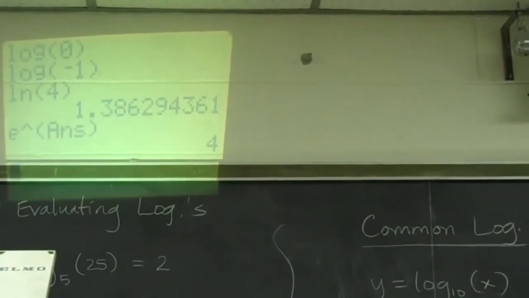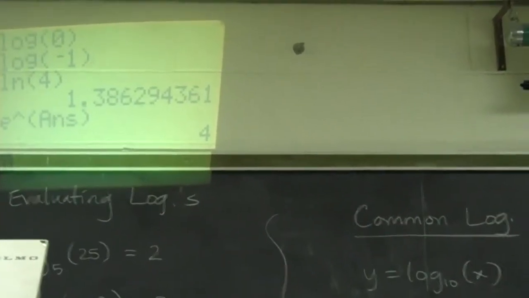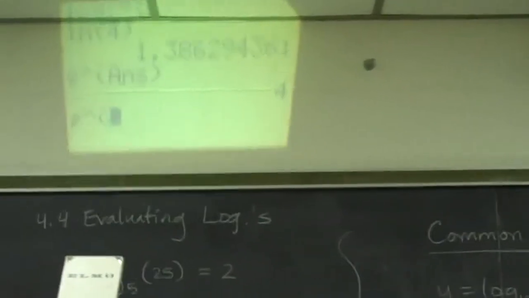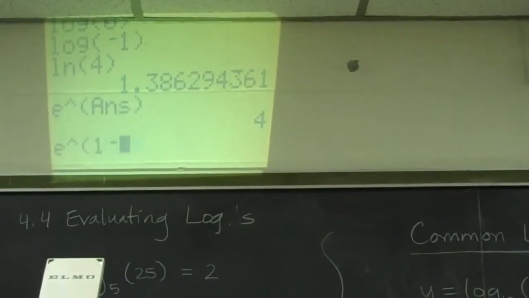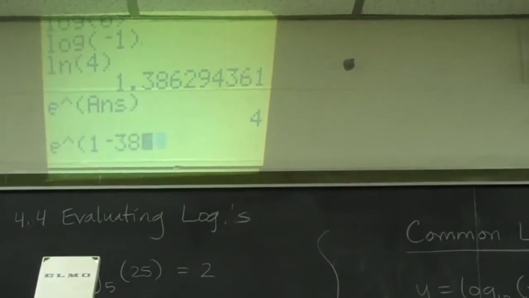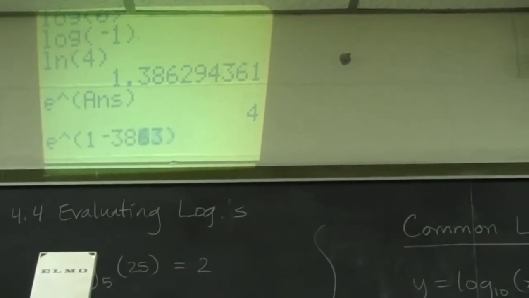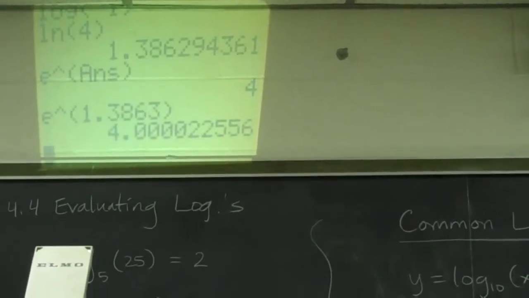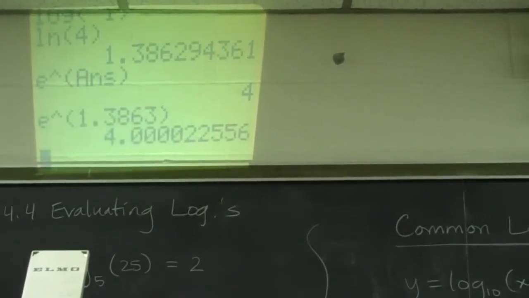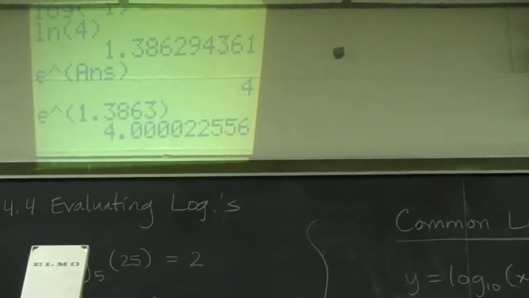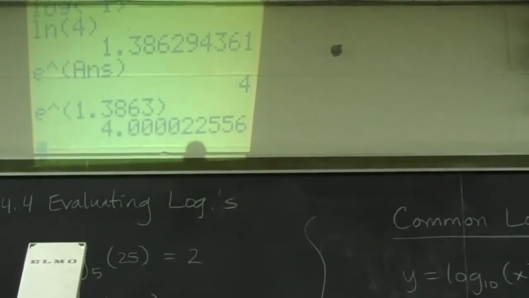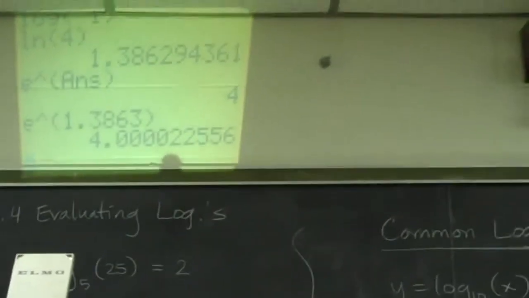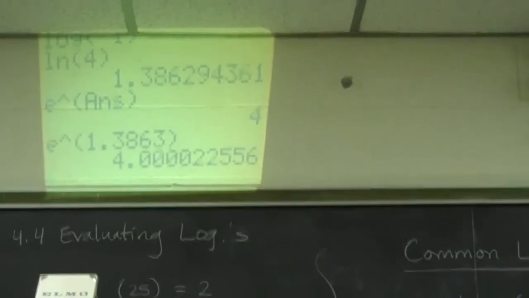Now, what if I would have rounded it? What if I did e to the 1.3863? Oh wait, yeah. Thank you. I don't get 4 exactly, but isn't that pretty much 4? That's close enough for 4 for everybody, isn't it? Close enough to 4.